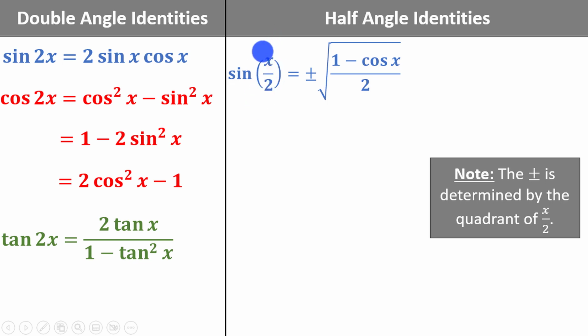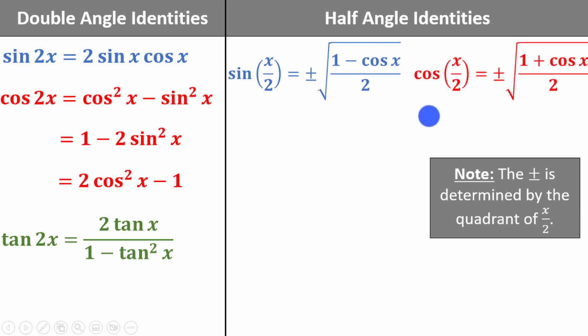For example, sine is positive in quadrants 1 and 2, so if x over 2 is in either quadrant 1 or 2, then we will only take the positive square root. If we are in either quadrant 3 or 4, then sine would be negative, and we would take the negative square root. The half angle identity for cosine is very similar.